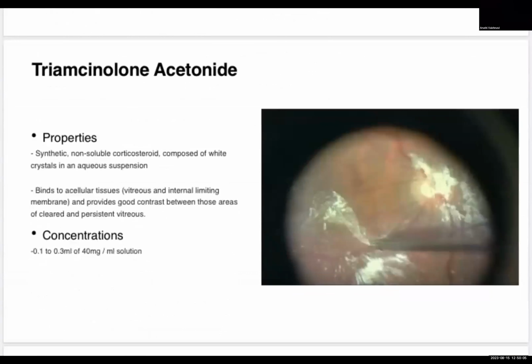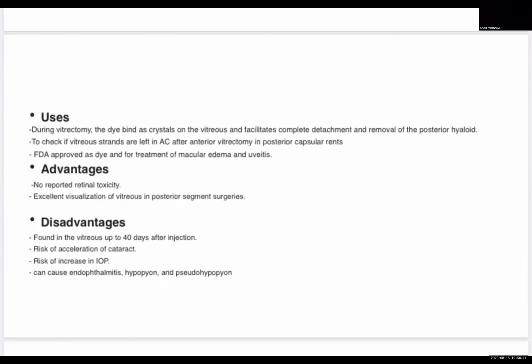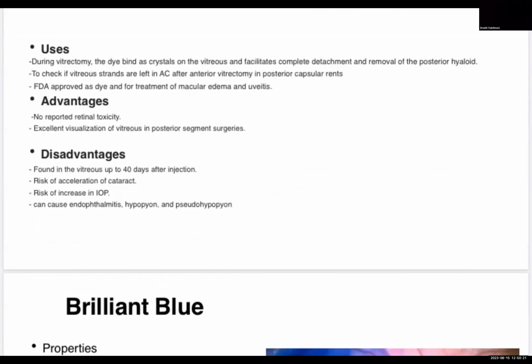Triamcinolone acetonide is a non-soluble corticosteroid that binds to vitreous and ILM. It is used during vitrectomy. The dye binds as crystals on the vitreous and facilitates complete detachment and removal of the posterior hyaloid. It is also used to check vitreous strands that are left in the AC after anterior vitrectomy in posterior capsular rents.